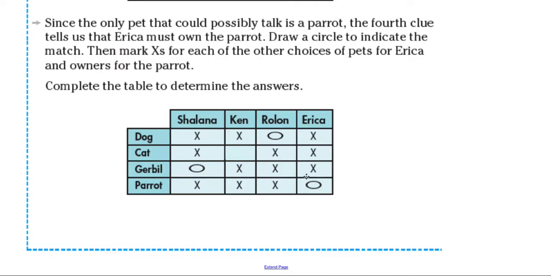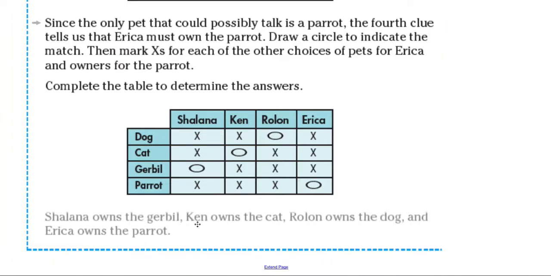And finally, the last cell here is Ken. Since Ken does not own the dog, the gerbil, and the parrot, logically, he's the one who owns the cat. So, Shalana owns the gerbil, Ken owns the cat, Roland owns the dog, and Erica owns the parrot. And this is a very good example of a matrix logic.